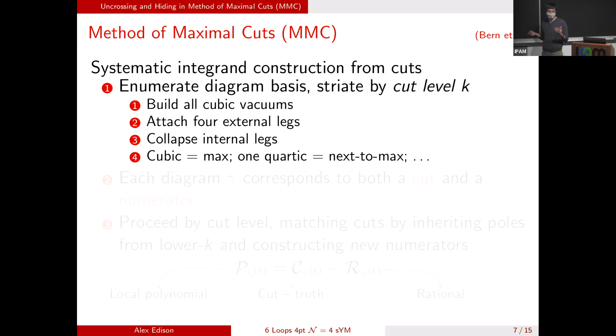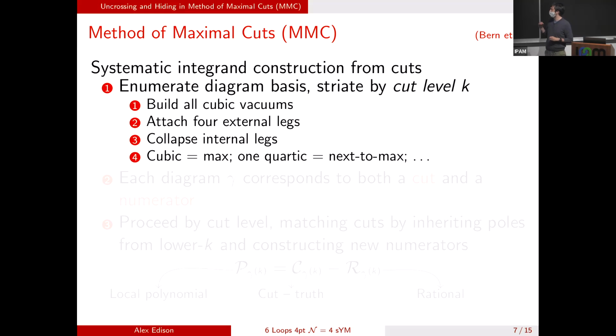So essentially, we start with a collection of cubic vacuum diagrams. These are well studied by mathematicians. There are lists of them available. And then you attach 4 external legs in all possible ways to these diagrams. And then slowly start collapsing internal legs, noting all of the unique topologies you find on the way. And we label each of these diagrams by how far away from the cubic diagrams they are.